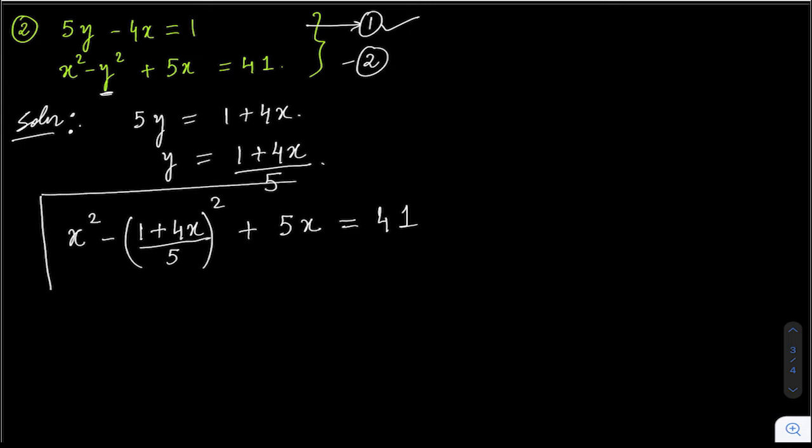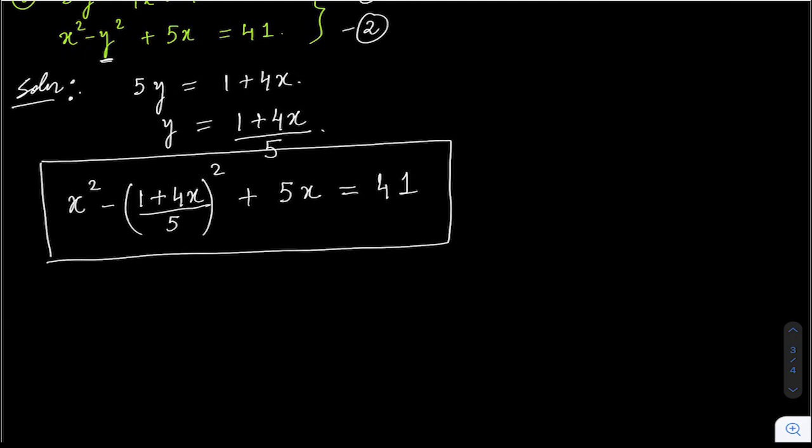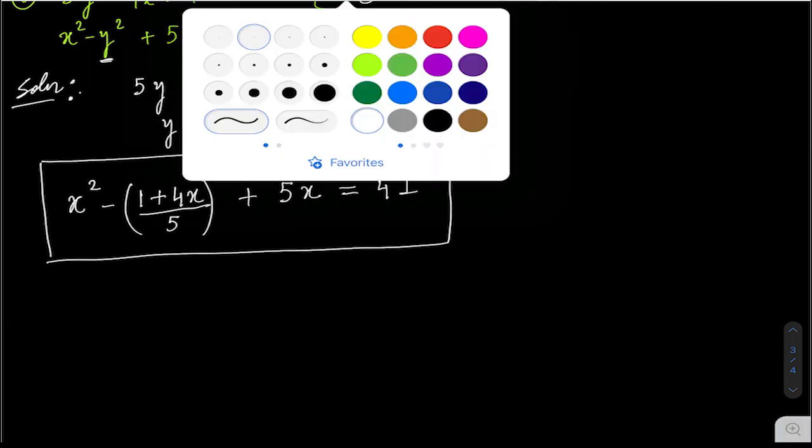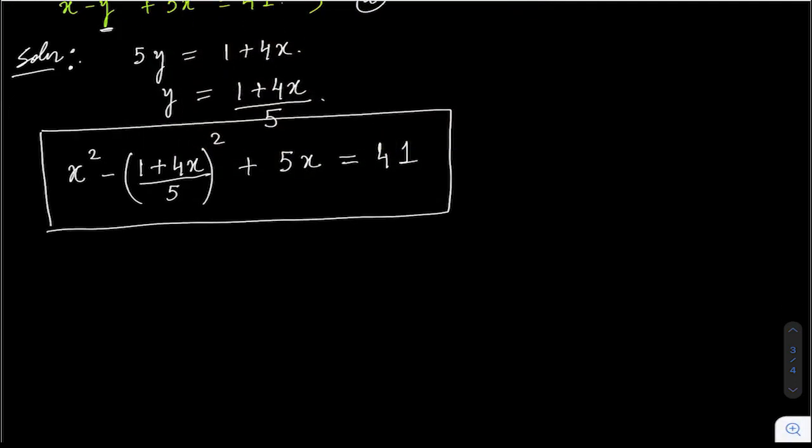So now this becomes my new equation. And the use of this equation is that this whole equation is now in only one variable, that is x, or you can say the unknown x. So I can find this now. Okay, so let's simplify this and try to find the value. So this is x square minus, so you can multiply this. This is nothing but (1 plus 4x) whole square over 5 square, that is 25, plus 5x equals 41.